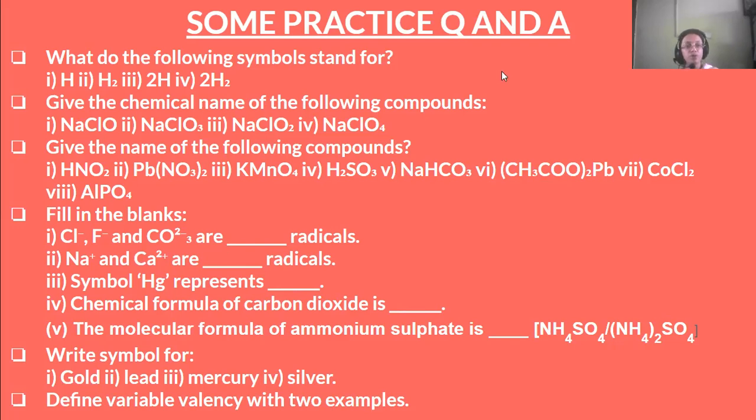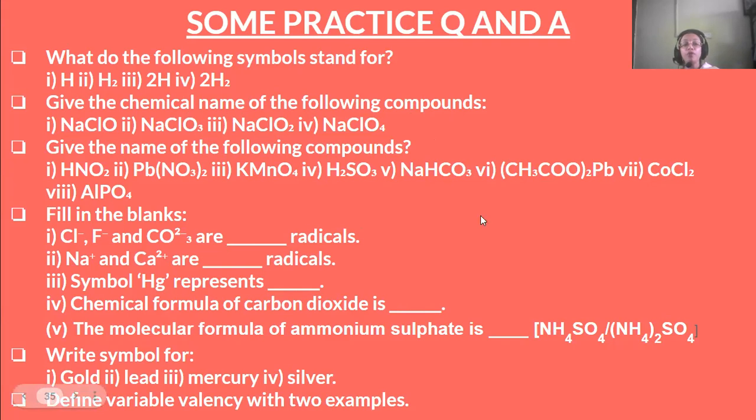on these questions. Okay, so what do the following symbols stand for? Options are H, H2, 2H, and 2H2. Give the chemical name of the following compounds: NaClO, NaClO3, NaClO2, and NaClO4.